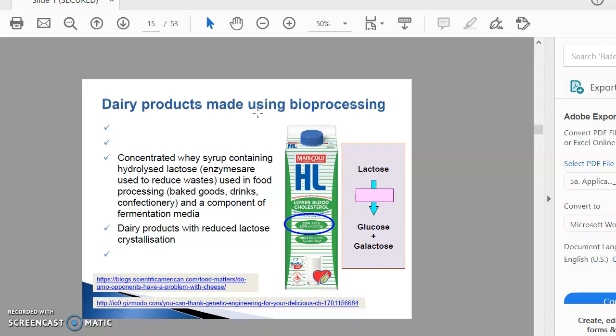And also you can reduce the lactose in milk by adding lactase. So this lactose will be converted to glucose and galactose. This is important for the people who are, sorry, lactose intolerant. So people who are lactose intolerant can also drink milk.